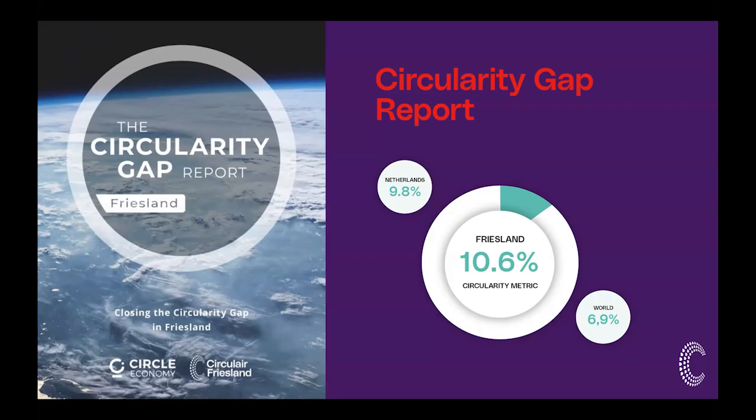That they did this for such a small province as Friesland is quite unique, because usually it's for countries. And what came out of this Circularity Gap Report is that Friesland is 10.6% circular, compared to the Netherlands being 9.8% circular and the world 6.9%. So this shows that Friesland is basically the most circular region in the world, which we're very proud of. But it also shows that we're 89.4% not circular. So obviously there's a lot of work to do still to get to the 100% circular, which we would really like.